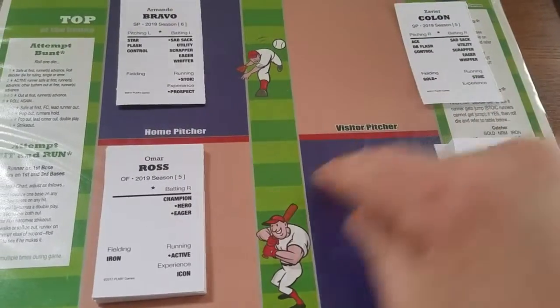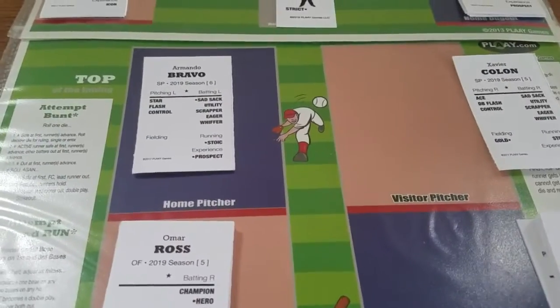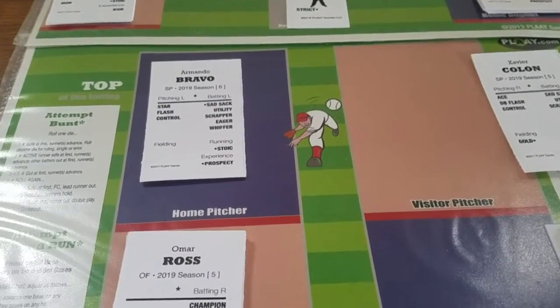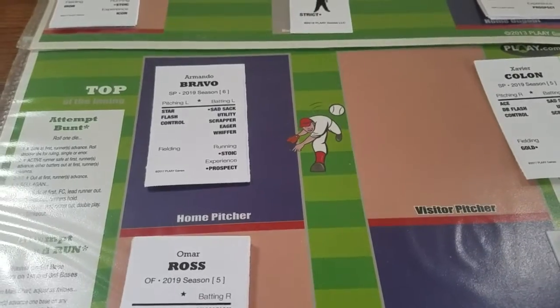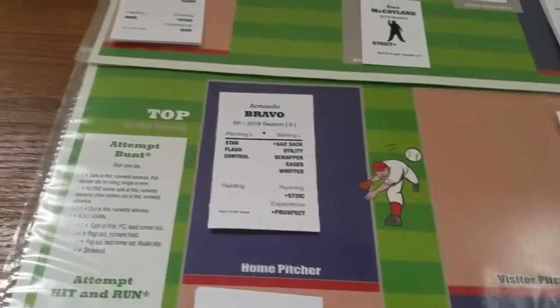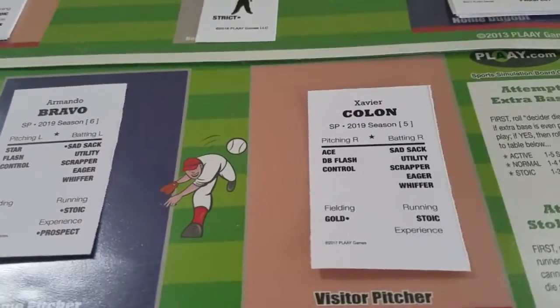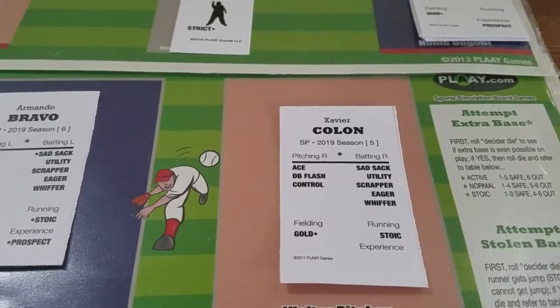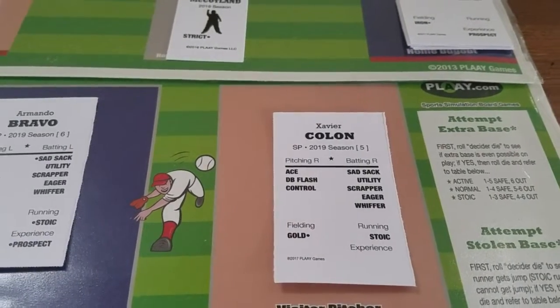All right. So we're going to get going, and the pitcher for Team 6, which is the home team, is Armando Bravo. He's a star, flash with control, and he's a semi-prospect, so he's a lefty as well. And for the visiting Team 5, it's Xavier Colon. He's got ace, double flash, and control, and he is neutral on his experience.